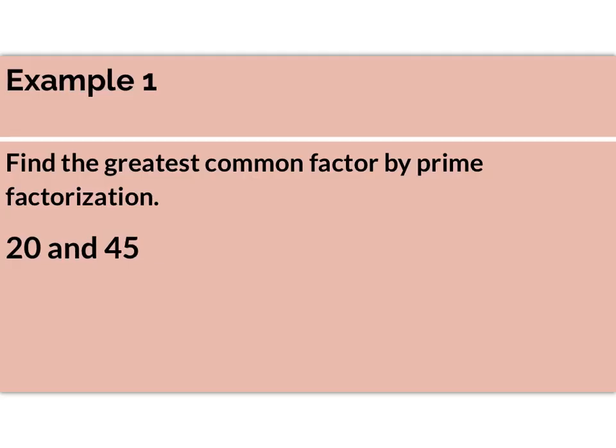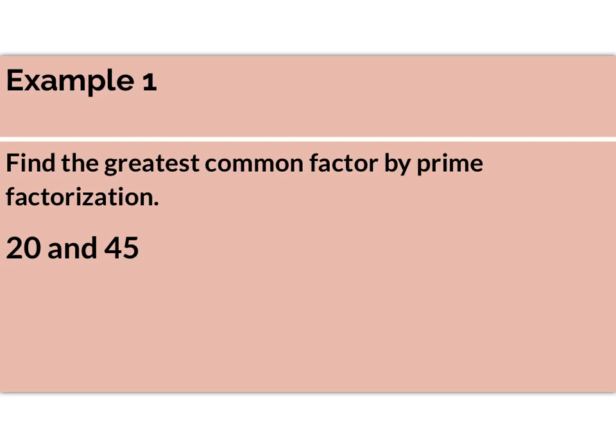Okay, so let's look at our first example. Find the greatest common factor. So now, when we say prime factorization, that means breaking these numbers down to their prime numbers. And so we're going to use factor trees. Factor trees show you the factors of numbers, and we're going to go all the way down to the prime. So we're going to go far.